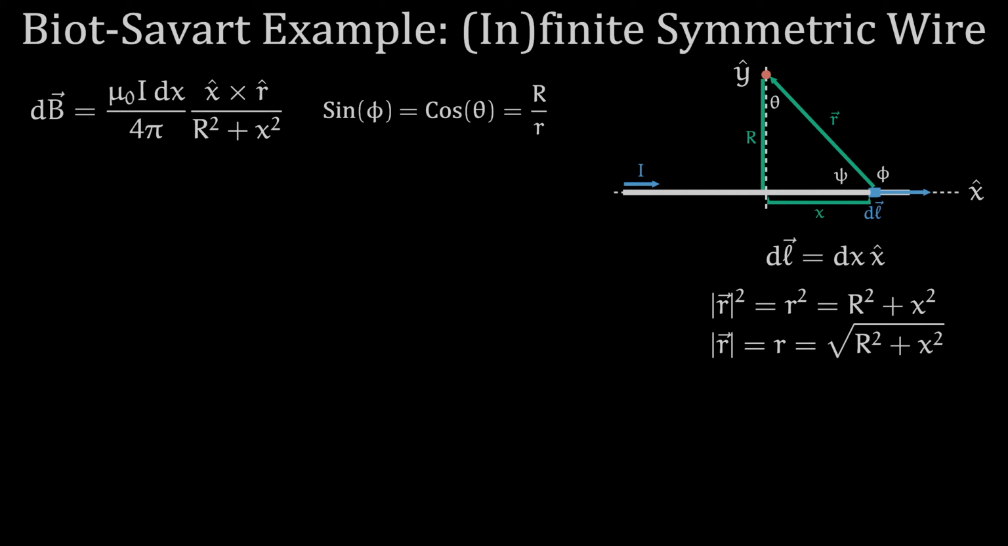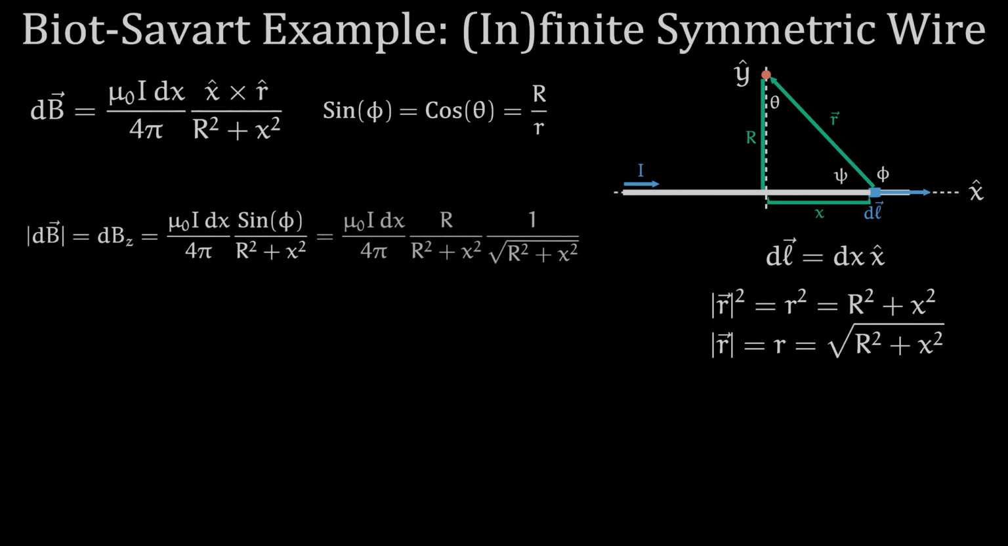So with the direction under control, let's take the magnitude of the differential Biot-Savart equation. The magnitude of the cross product yields the magnitude of x hat times the magnitude of r hat times the sine of the angle between them, which is what we labeled as phi. Don't forget that the magnitude of a unit vector is equal to 1. We've already proven that the sine of phi is equal to the cosine of theta, which is equal to capital R divided by r, where we can substitute in what we found via the Pythagorean theorem for little r.